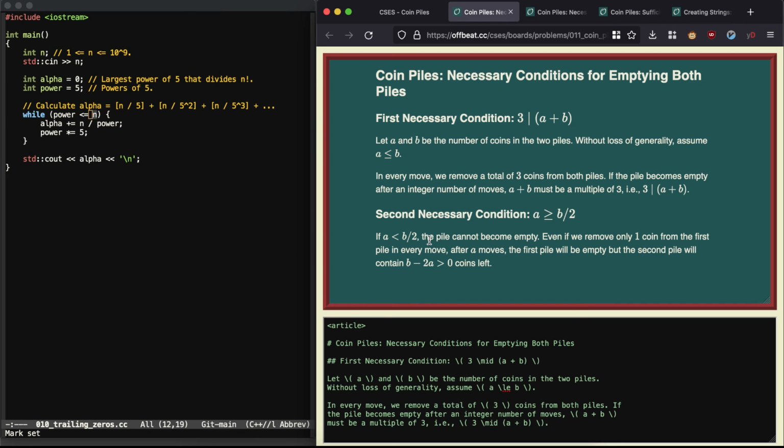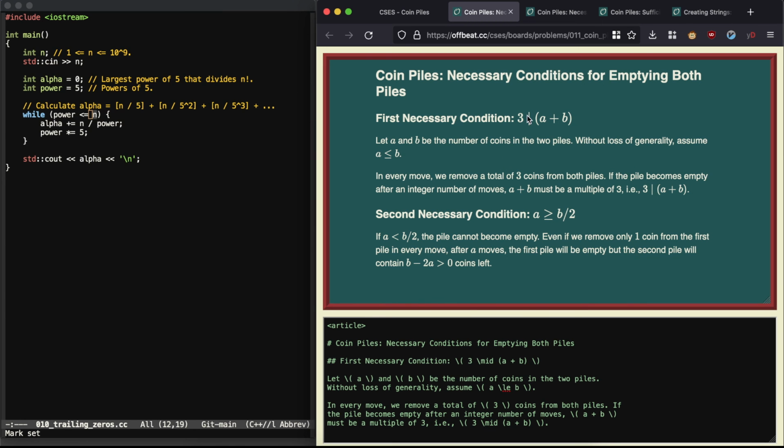If a is less than b by 2, both piles cannot become empty. That's how I should write it. Even if you remove only one coin from the first pile in every move, after a moves the first pile, which had a, will be empty. But the second pile will contain b minus 2a coins. And this is a positive number because we assumed a is less than b by 2, which means 2a is less than b, which means b minus 2a is greater than 0. We'll be left with some positive number of coins in one pile and no coins in the other pile, so no more moves. So this was arriving at the necessary conditions with a quick intuitive analysis.